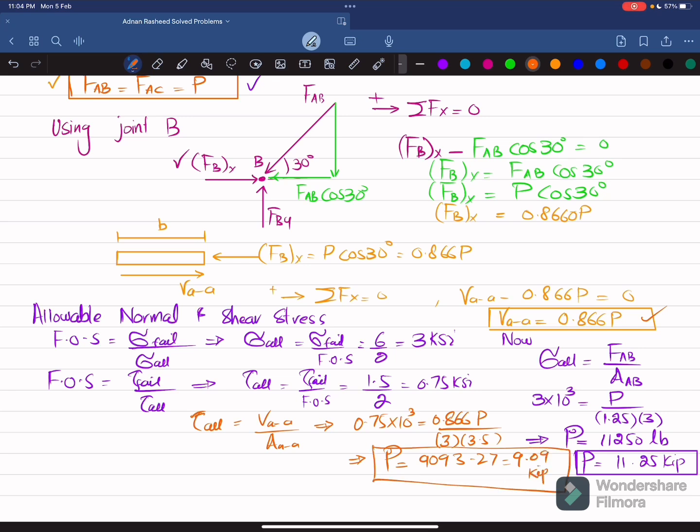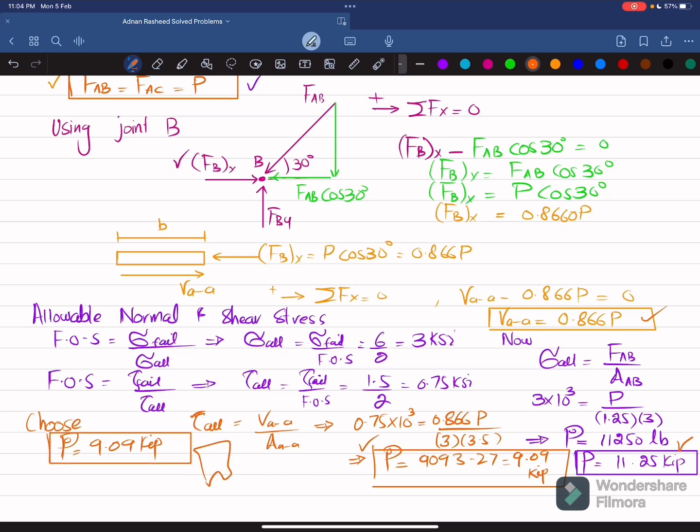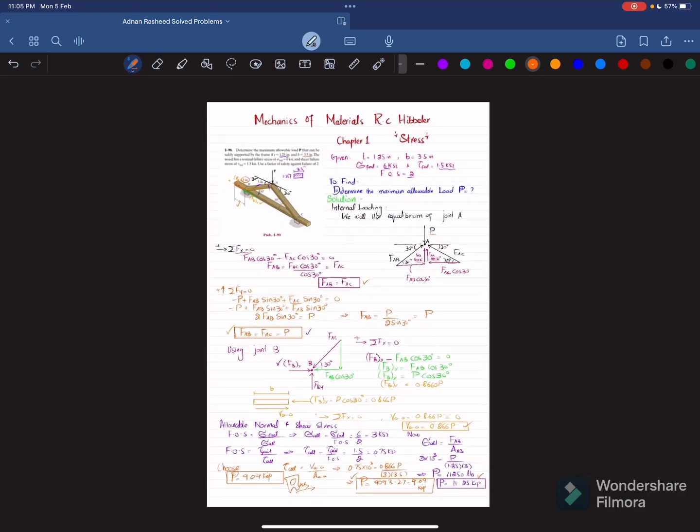So now you have two loads. One P is this one, another one is this one. So we will choose the smallest value for the safer design. So your P is equal to 9.09 kip. That can be applied to this system. And that was all about this problem 1-90.